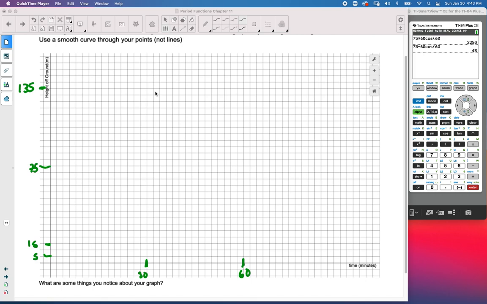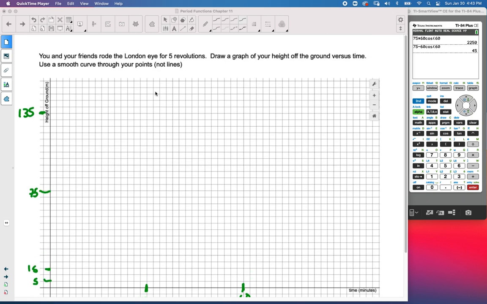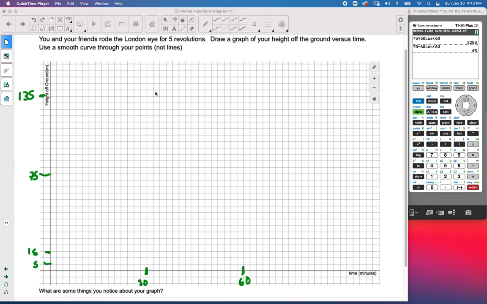Here I'm asking you to graph the values that you have, but you're doing 5 revolutions. So you're going to go around the London Eye 5 times. I'm only going to do 2 times because drawing this on the computer is very challenging, and so it may not turn out perfect, but just think of whatever I draw, you'll have 3 more copies of it. So I'm only going to do 2 revolutions instead of the 5.